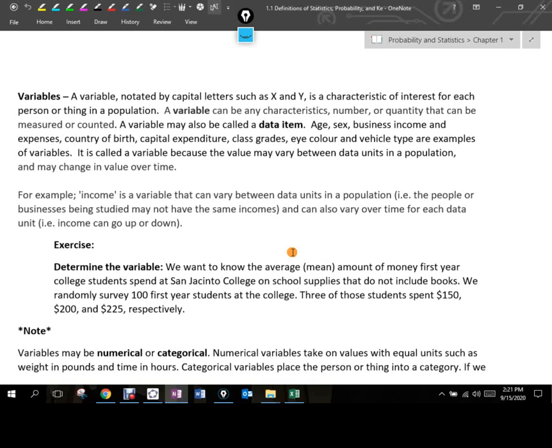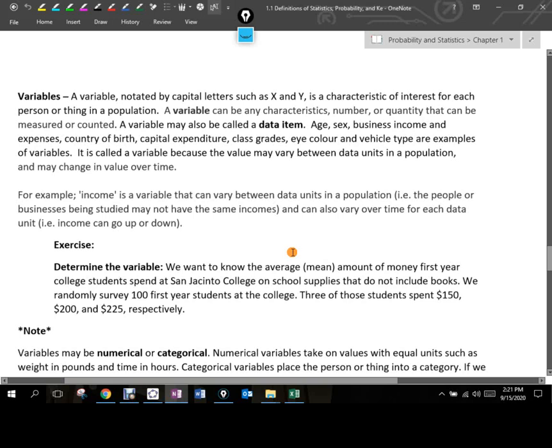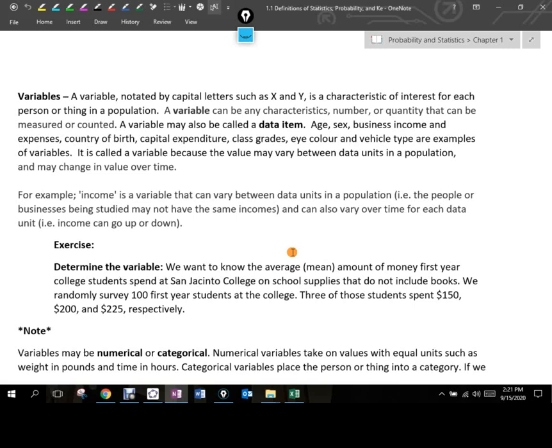The variable, okay, can sometimes be called a data item. Okay, I don't use that term very much, but if you ever come across a reading or something like that, or a video that talks about data item, it's the same thing as a variable. Here it says age, sex, business income and expenses, country of birth, capital expenditure, class grades, eye color, and vehicle types are all simple examples of variables. Okay, some of those you can quantify, some of them you can't.